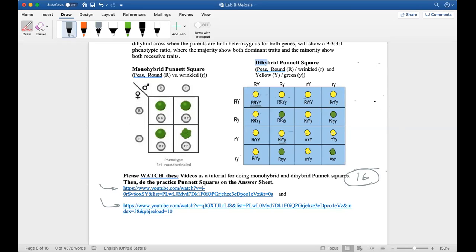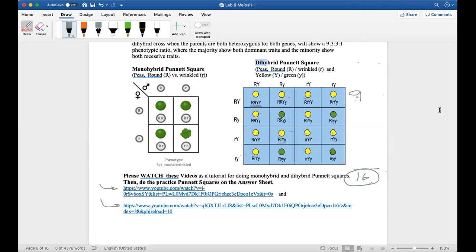Out of these 16, and these 16 squares actually correspond to different genotypes. Out of these 16 squares, let's do a phenotypic ratio. Let's figure out what all the different types of physical appearances that you could have are. Let's see here. This one is round and yellow. So it's got the dominant form here and the dominant form here. Let's see how many of these are round and yellow. 1, 2, 3, 4, 5, 6, 7, 8, 9. 9 are round and yellow, which is dominant and dominant.